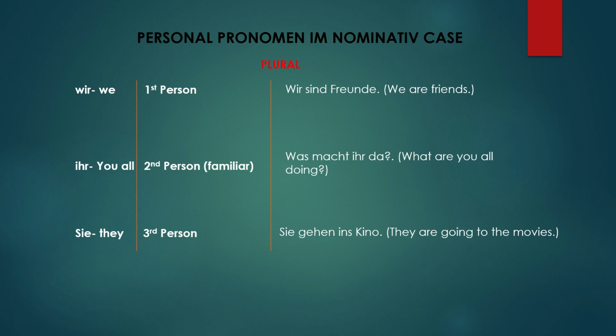The second person plural form is ihr. It means you all. It is used when addressing a group of people informally. For example, was macht ihr da? What are you all doing?